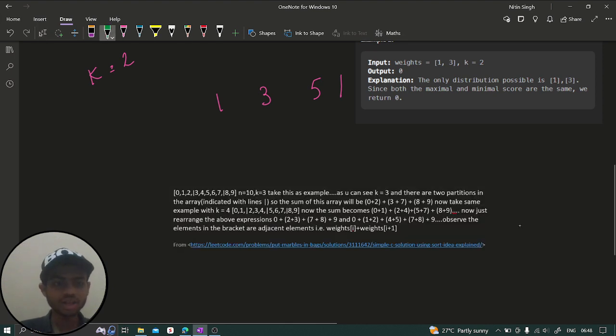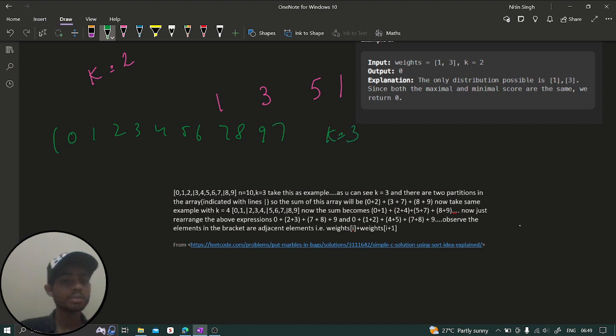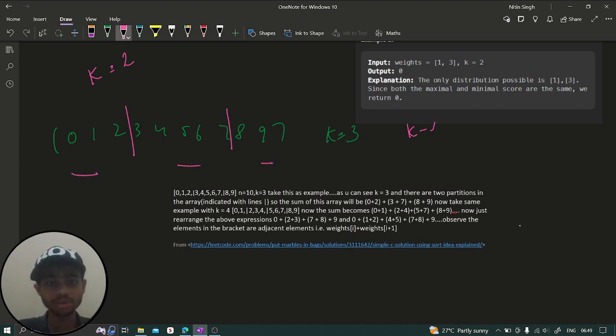Now let's see. Here you can see this is the example, indices 0 1 2 3 4 5 6 7 8 9. This is an array of marbles, and k was 3. That means how many lines do we have to draw? k minus 1, so two lines. They have drawn a line after 1 and after 8. Because k was 3, we have three bags, so we draw two lines: this is the first bag, this is the second bag, this is the third bag.